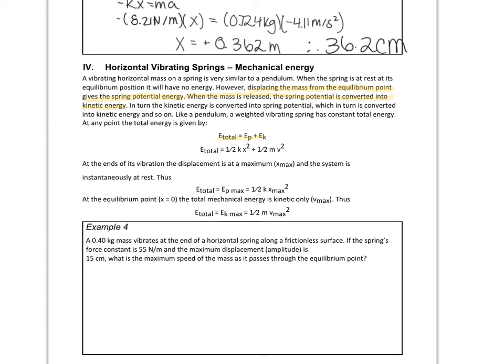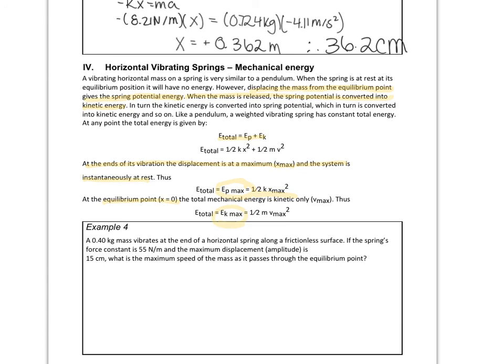And so at the ends of its vibration, the displacement is at a maximum, so x is maximum, and the system is instantaneously at rest. Therefore, we know that the maximum amount of potential energy is equal to 1/2 k x maximum squared. And when it's at its equilibrium point, it has its maximum amount of kinetic energy, which is 1/2 mv squared.